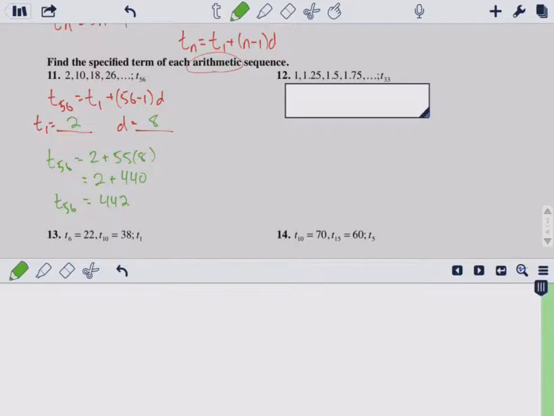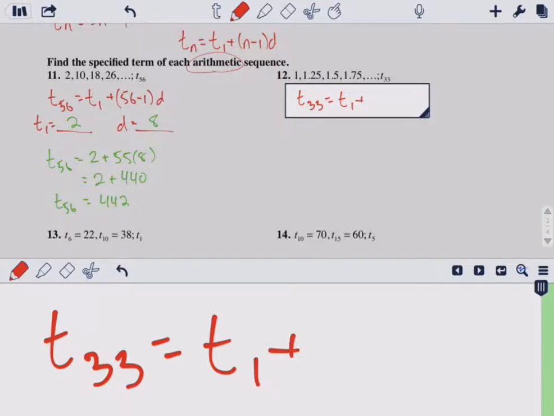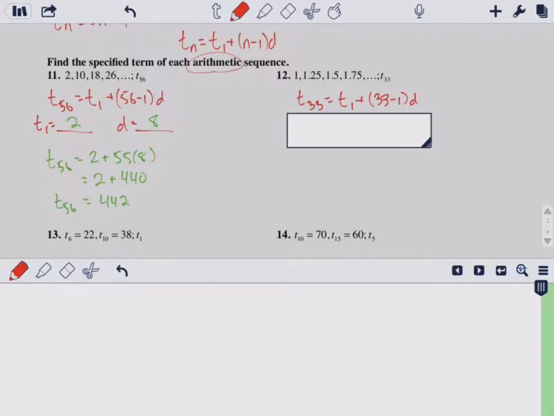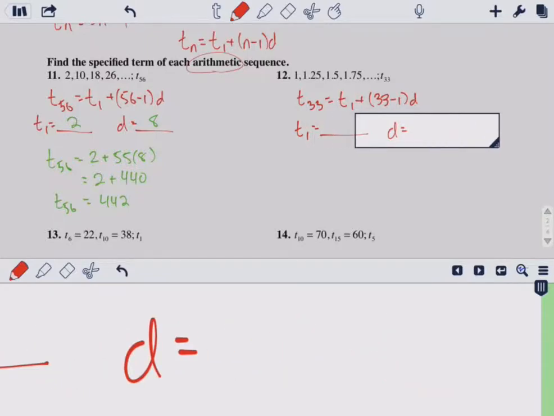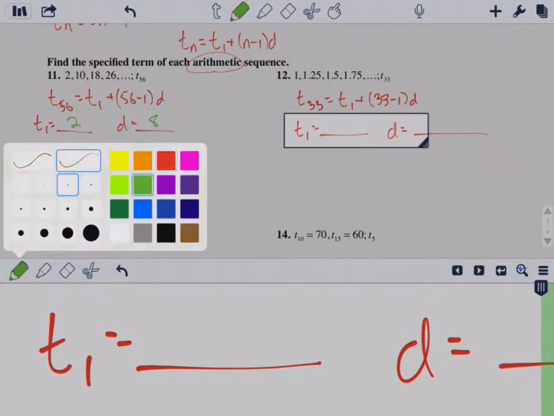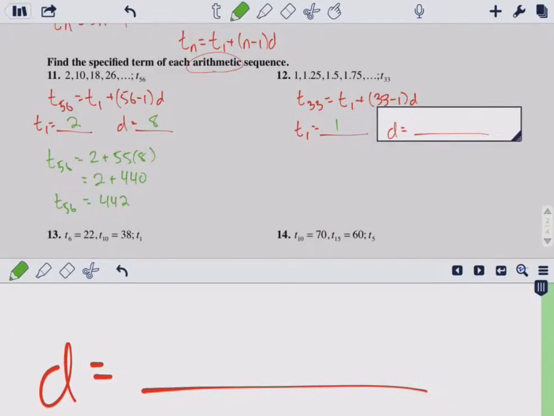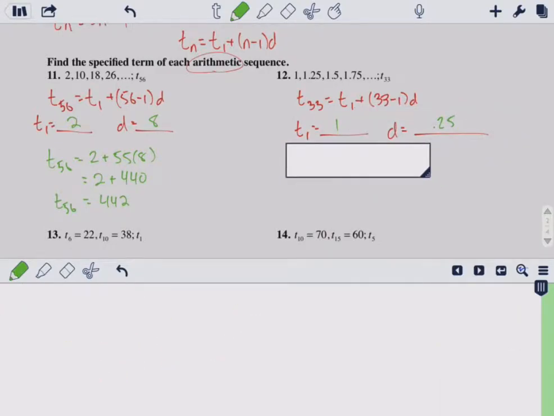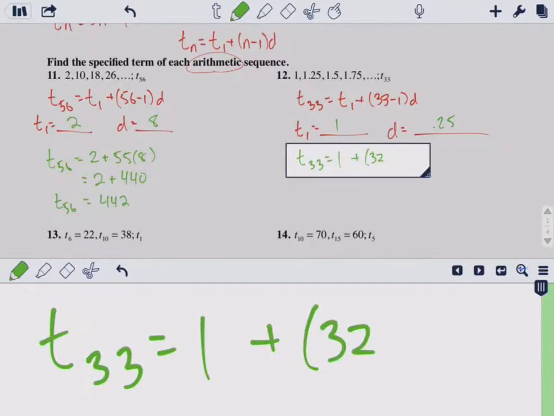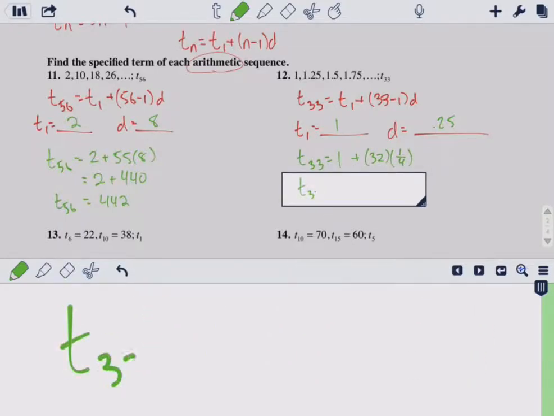Okay, same type of thing. I want t sub 33, which is equal to t sub 1 plus 33 minus 1 times d. Alright, and so t sub 1, I need to know d. I need to know t sub 1 is easy to pick out. It's given to us as 1. D is easy to pick out. The difference in them is a positive 0.25. So t sub 33 is equal to 1 plus 32 times 1/4. 0.25 is 1/4. So t sub 33 is equal to 1 plus 8, which is equal to 9.